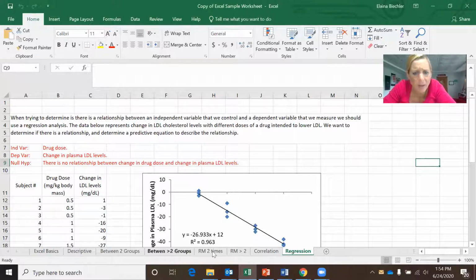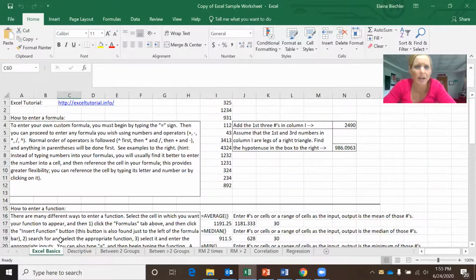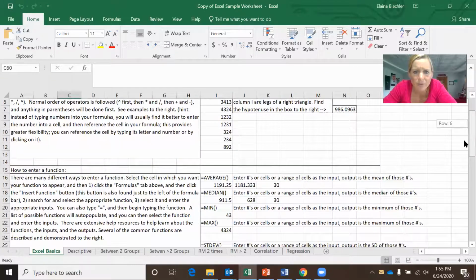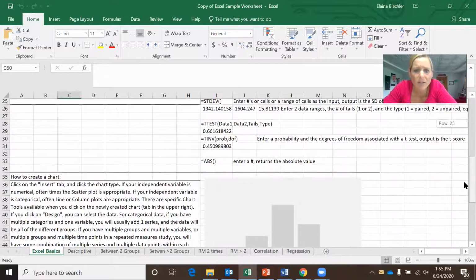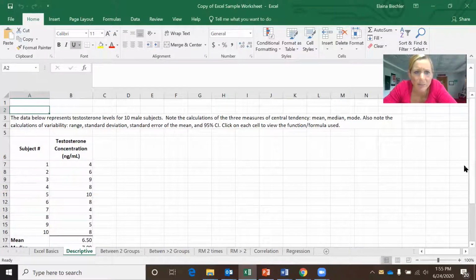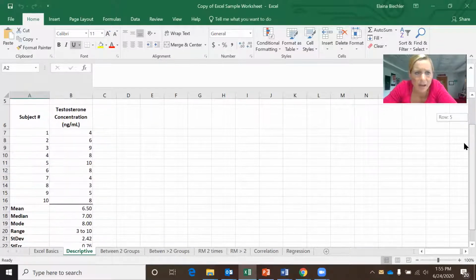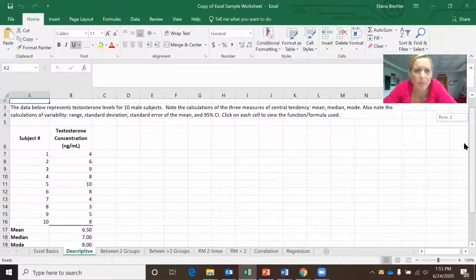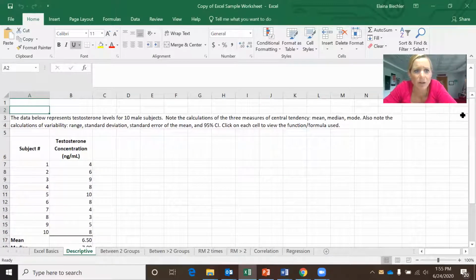You can see at the bottom here, it goes through each type of analysis that you might want to run with Excel, okay? Again, there's a tutorial up here. It tells you how to do your mean, median, mode, standard deviation. You can do t-tests here. All that stuff's pretty simple. It gives you some examples as well. So here we've got mean, median, mode examples for descriptive statistics for testosterone levels, okay? And then each of these tabs tells us how to analyze a different thing.